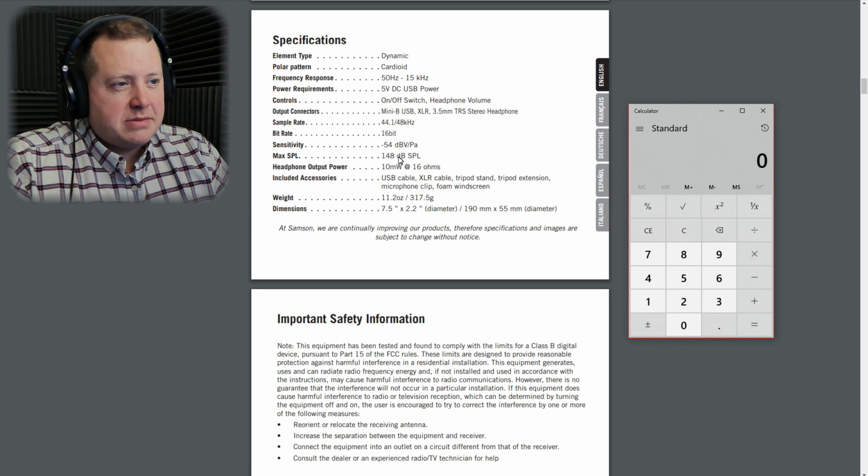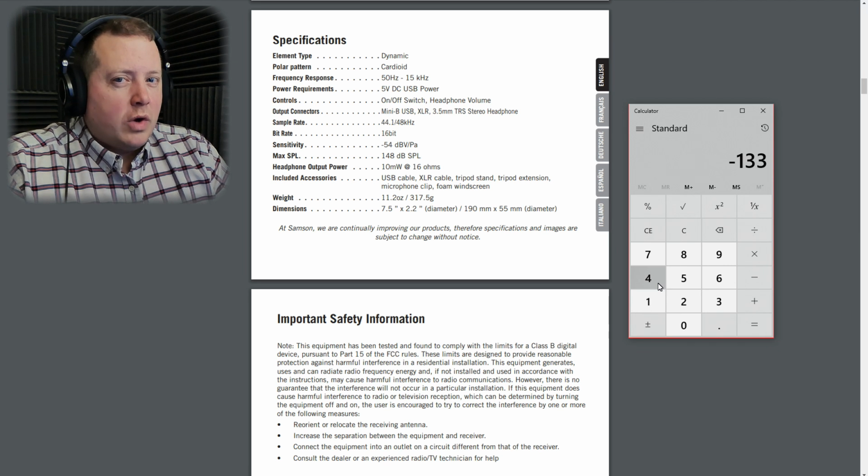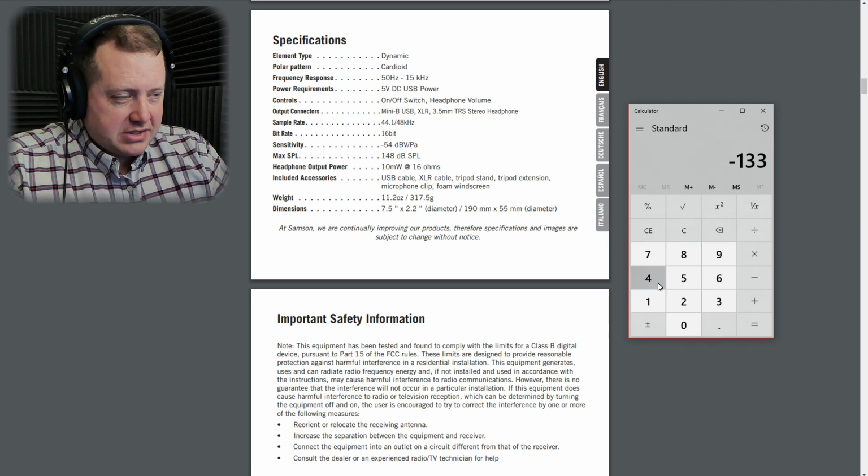Well, we know the maximum SPL. We know nothing else in that entire category, but we do know the sensitivity is negative 54 dB. So what can we calculate here? Well, remember that negative 133 dB EIN is the equivalent input noise level for a 150 ohm resistor. So let's start with that.